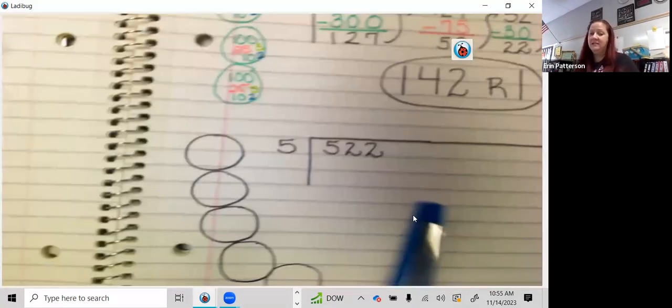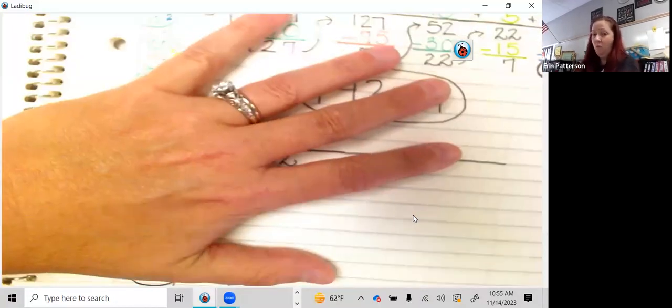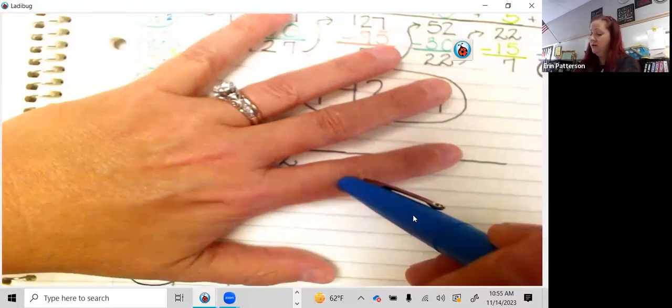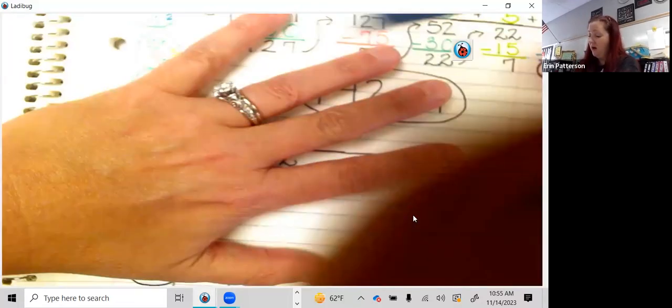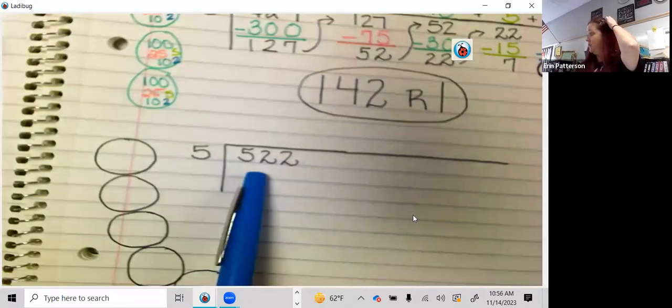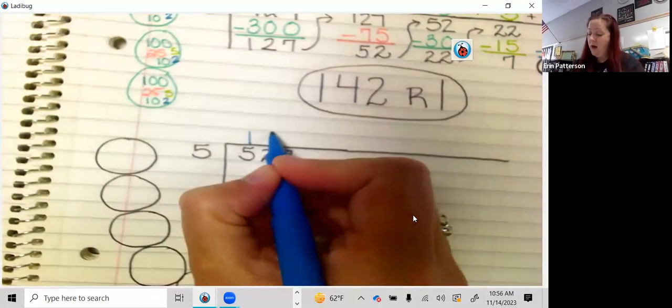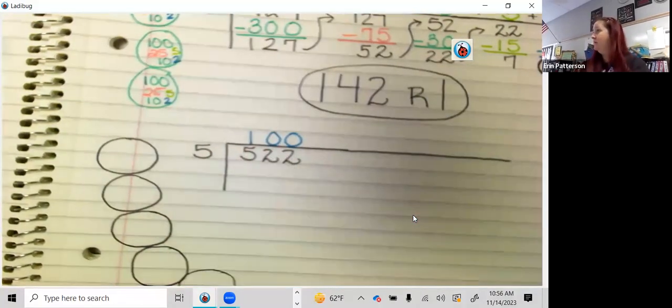How many kids? 5. So every time it's going to be 5 fingers that I'm going to look at, and I'm going to go 100, 200, 300, 400, 500. And I go, ooh, could I give 500 away? Do I have enough? Yes. So I put 100 as my friendly number at the top that I'm going to use to give away. Yes? Did most of you start with 100? Okay. Some friends are saying yes.